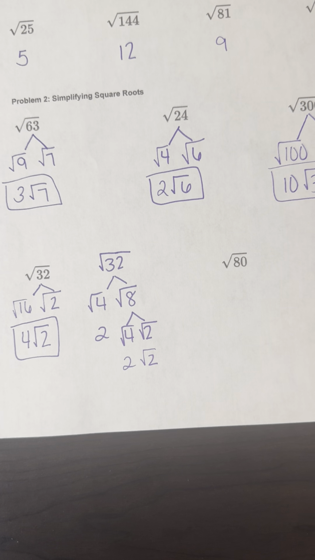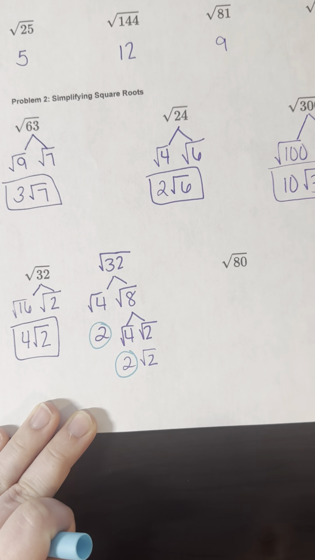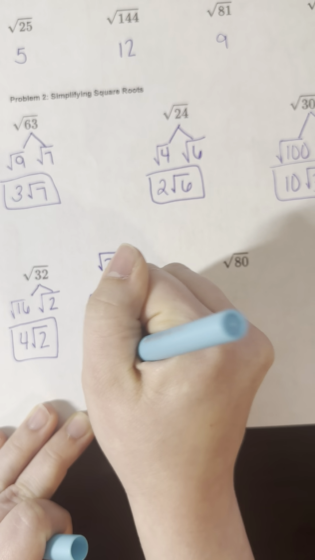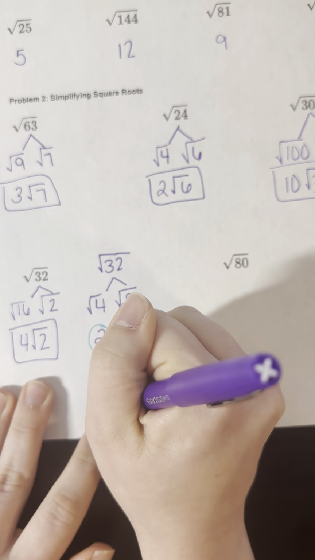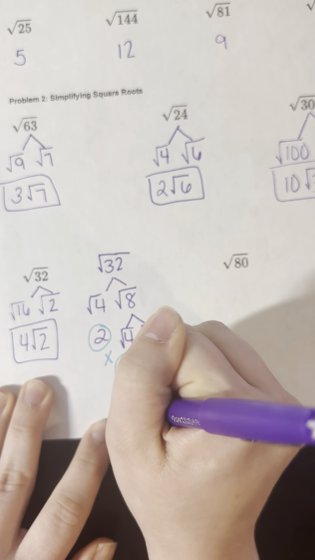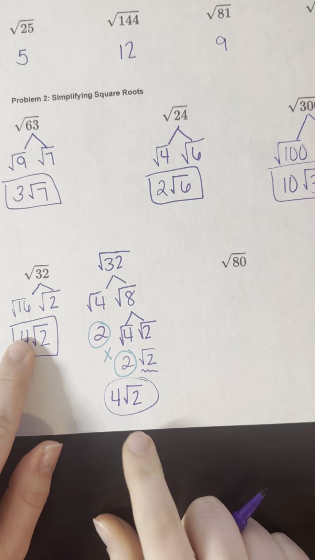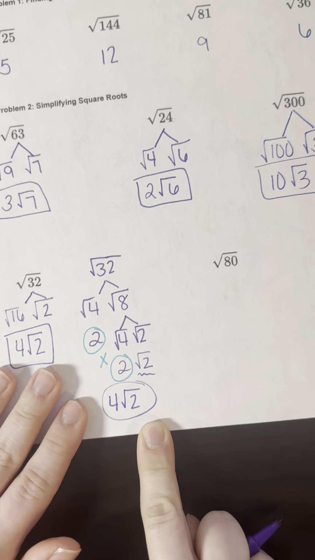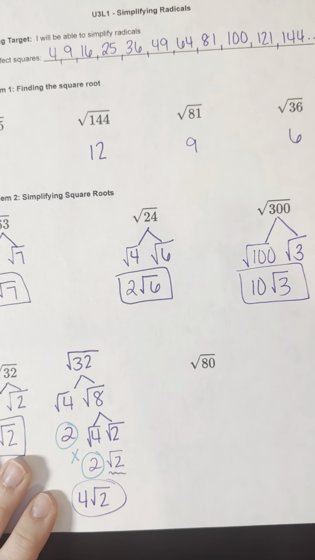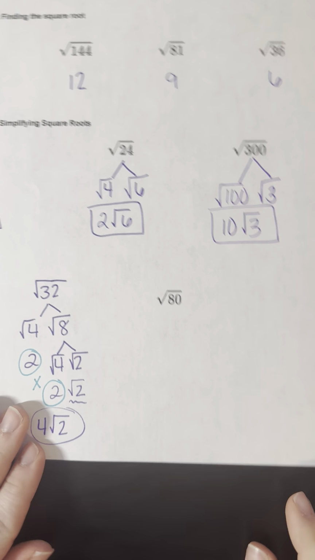Now, what's interesting here is I have two whole numbers. I have this whole number here and this whole number here. When you have multiple whole numbers, you're going to multiply them together. So 2 times 2 is 4, and then I still have that root 2 here that I didn't do anything with. So notice how we got the same thing. Obviously, this one was a little bit longer because I didn't fully simplify it at the beginning by grabbing the biggest number. But we get the same thing either way.